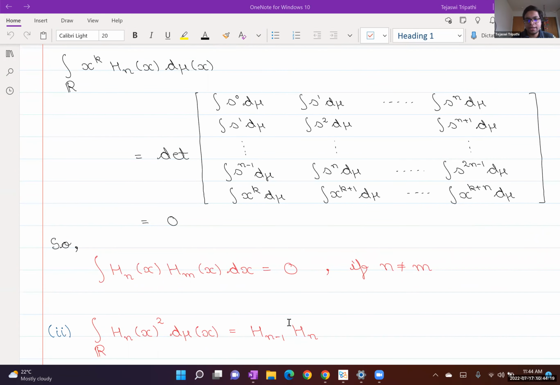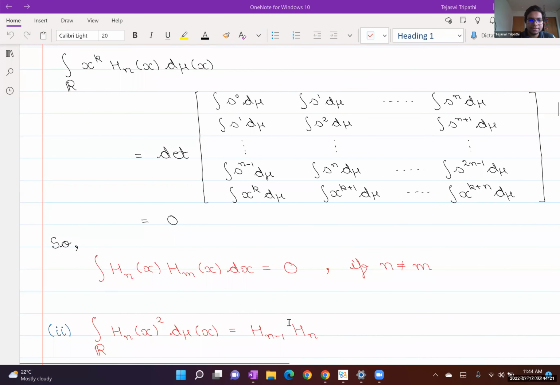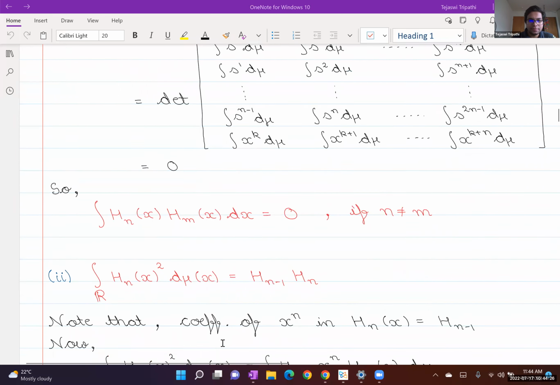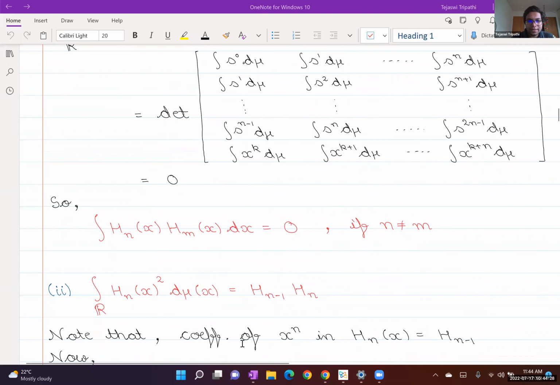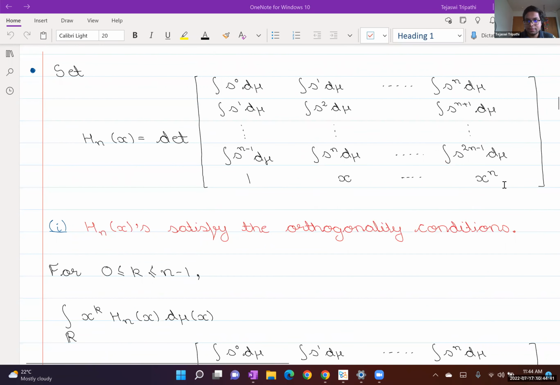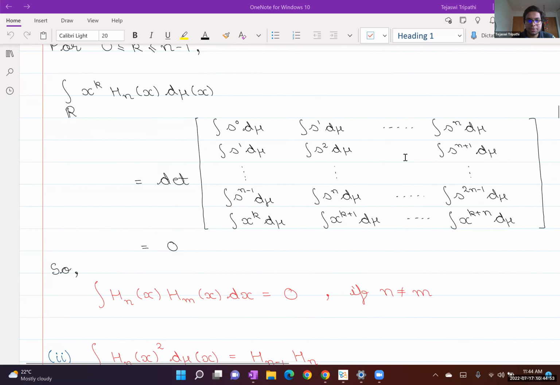But eventually, I want to get orthonormal polynomials. So let's try to find the norm of h_n(x). Note that the coefficient of x to the power n in h_n(x), that means the leading coefficient, is nothing but the (n minus 1)th Hankel determinant. So let's go back and see. When you expand along the last row, you will erase these two columns, and the leftover thing is nothing but h_(n minus 1). So the leading coefficient of h_n is h_(n minus 1).